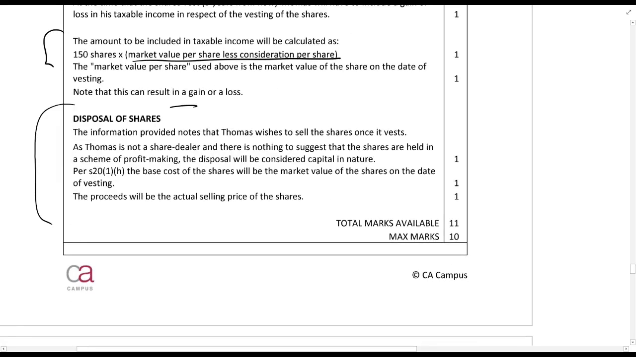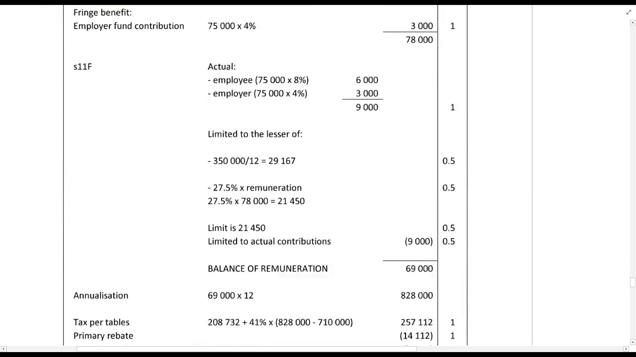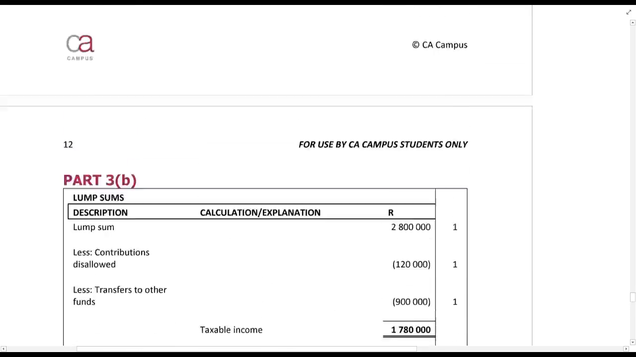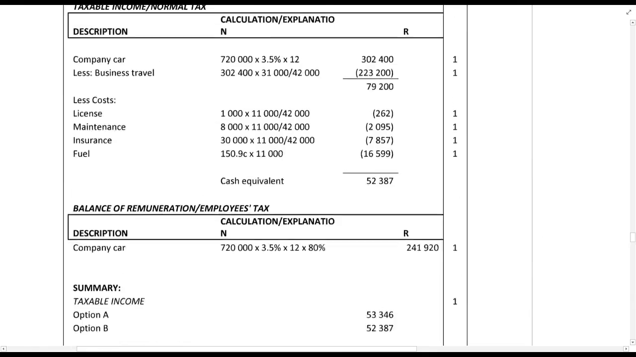So that's it, guys. It's pretty standard stuff. If you know your theory there, it shouldn't be a problem. If you don't know your theory, it's a nightmare situation.